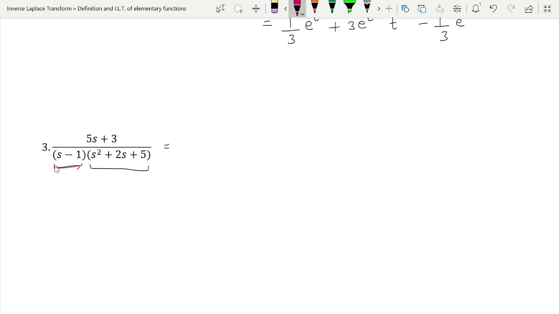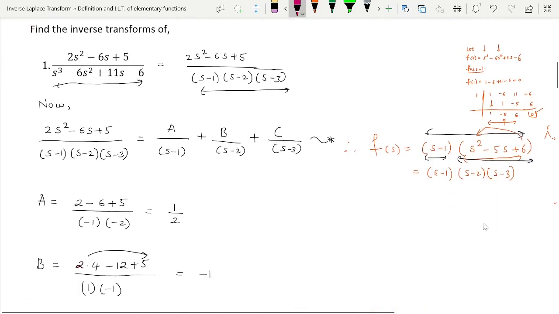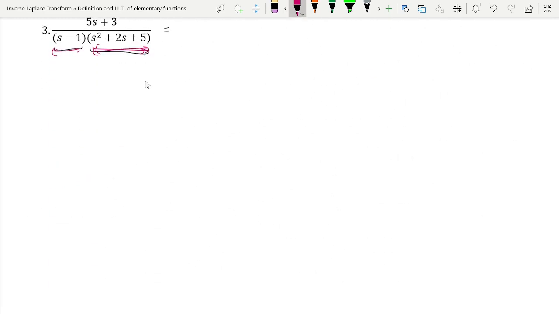So we are having a linear factor and a quadratic factor. Now just try to understand the difference. In the last problem it was possible for us to express this quadratic factor as a product of linear factors again, but the question is, can we do it in this case? Can we express s square plus 2s plus 5 as a product of linear factors? If we are able to do it, then this problem will be similar to the first problem. But how to decide whether we are able to express this quadratic polynomial as a product of linear factors or not?